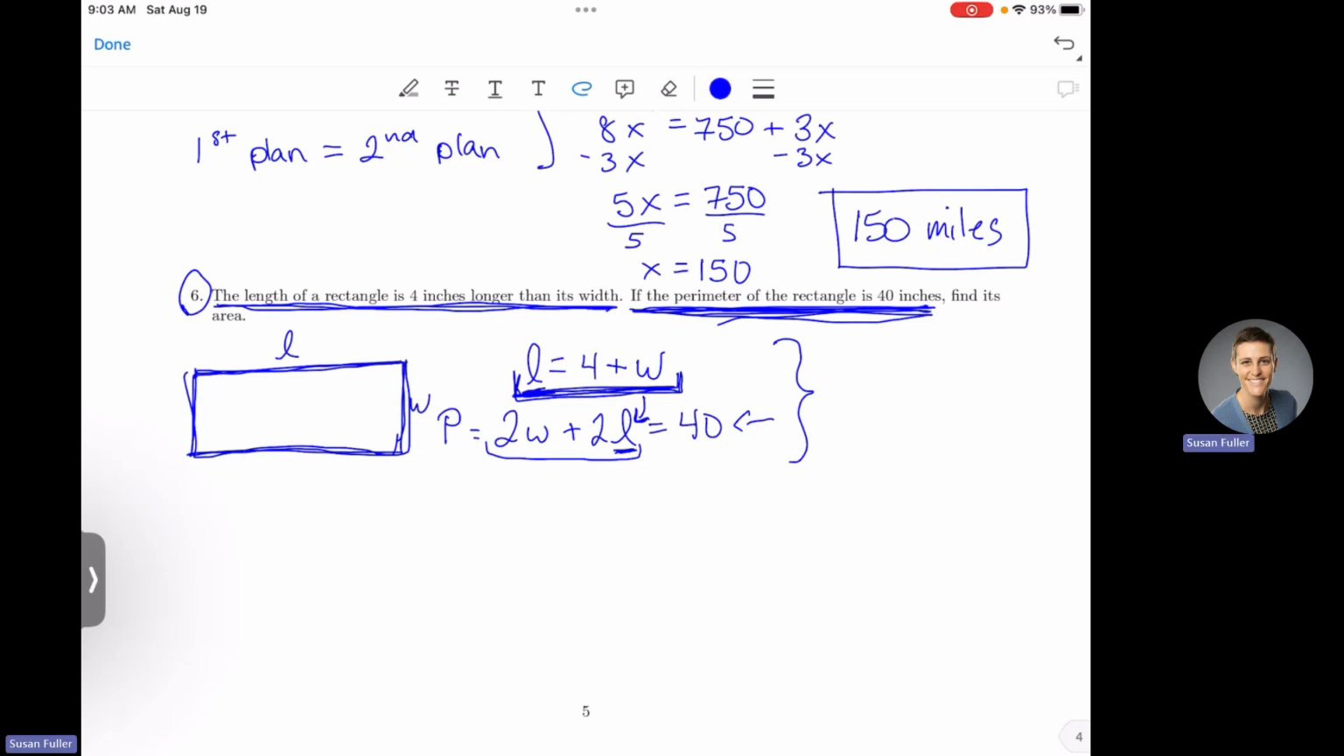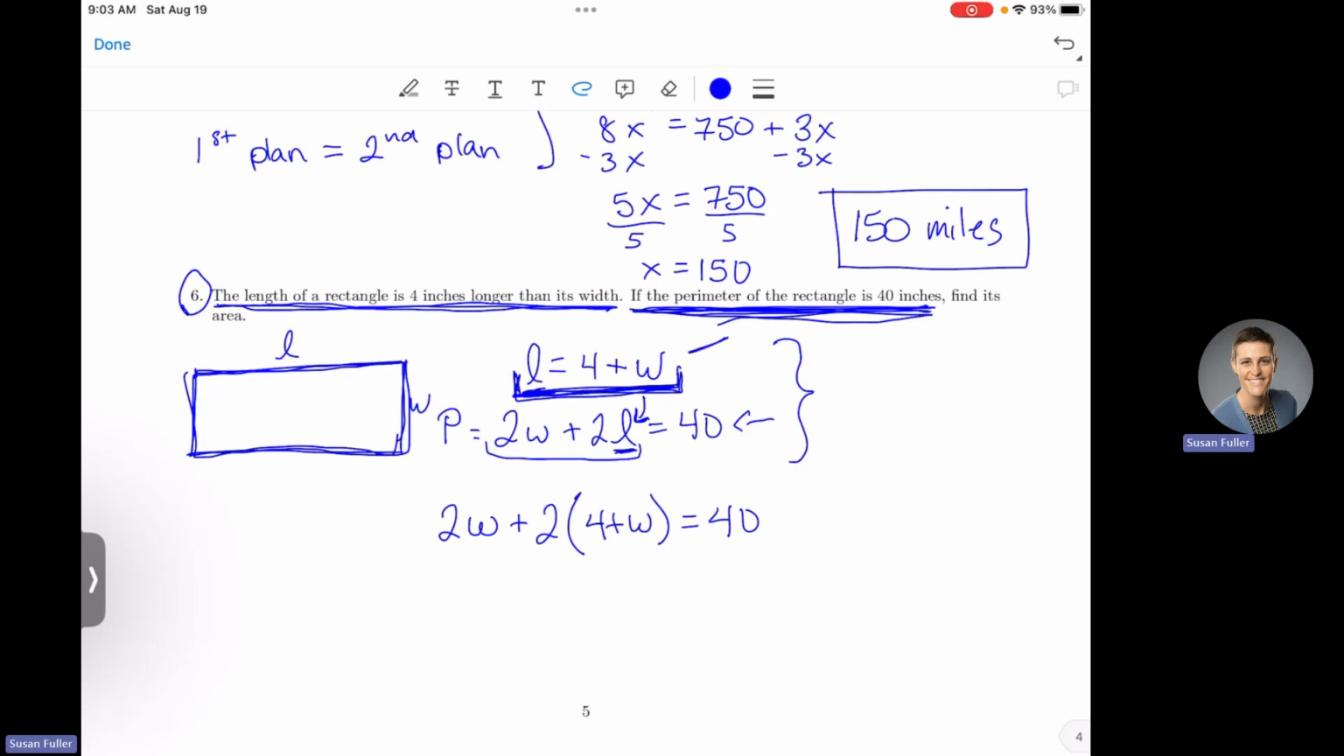Okay, so when I do that, I'm going to get 2 W's plus 2 lengths. But again, our length is 4 plus W. So I'm going to take that 4 plus W and plug it in for the length. And that's going to equal 40.